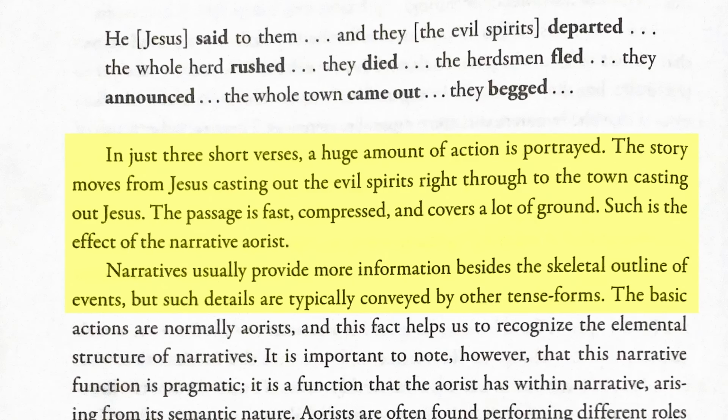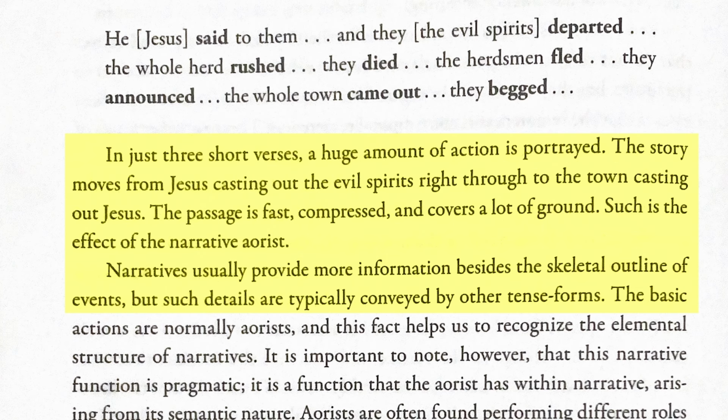The last examples of the perfective in the chapter are from Matthew 8:32 through 34, which are about Jesus casting the demons out of the pigs. Campbell describes the effect of the narrative aorist as follows. In just 3 short verses, a huge amount of action is portrayed. The story moves from Jesus casting out the evil spirits right through to the town casting out Jesus. The passage is fast, compressed, and covers a lot of ground. Such is the effect of the narrative aorist.